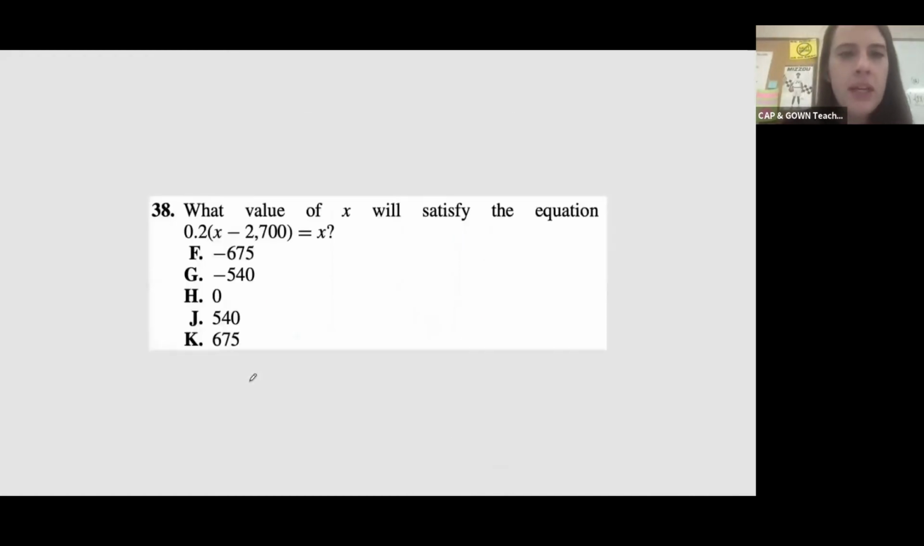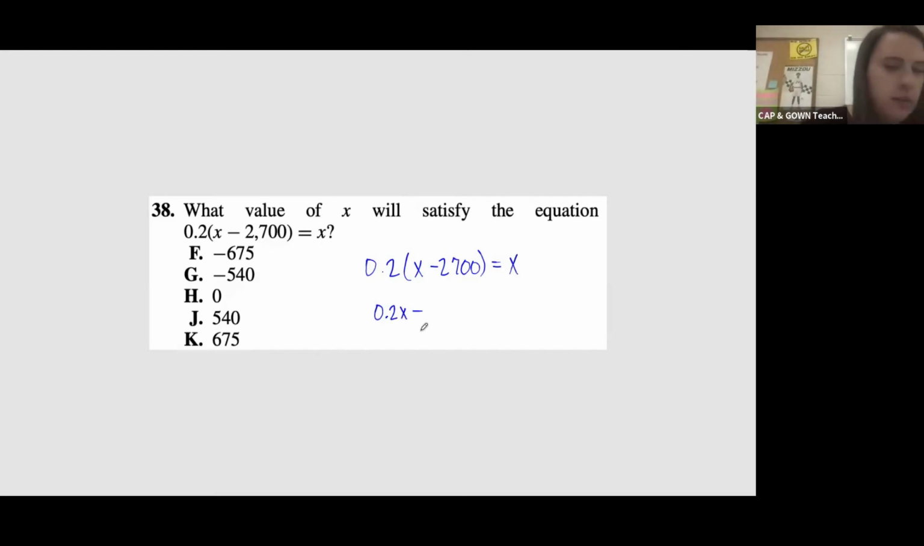Okay, what is the value of x that will satisfy the equation 0.2 times x minus 2700 equals x? So this is an old school, just plain old solving for x. I'm just going to rewrite it. I'm going to distribute this 0.2. So 0.2x minus 0.2 times 2700 is 540.